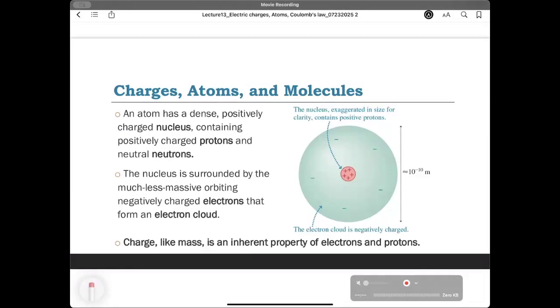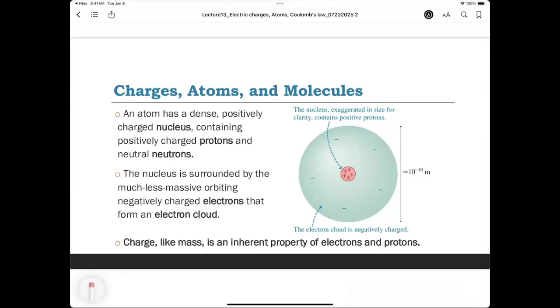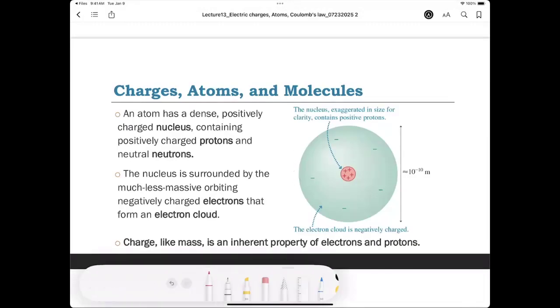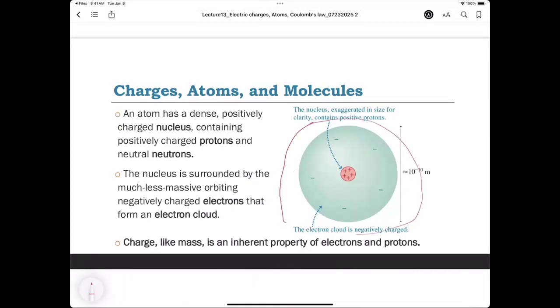An atom has a dense, positively charged nucleus. You can see here, this whole thing is an atom, and this atom has a dense positively charged nucleus. This is the nucleus, and these nucleons contain positively charged protons and neutral neutrons.